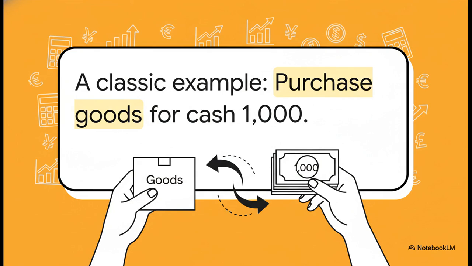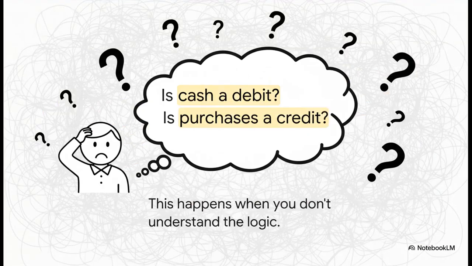Okay, let's look at a super common example, a totally normal everyday business deal. You purchase goods for cash, let's say $1,000 worth. Simple, right? Seems straightforward enough until you have to actually record it in the books. And boom, there it is. That moment of hesitation where your brain just freezes.